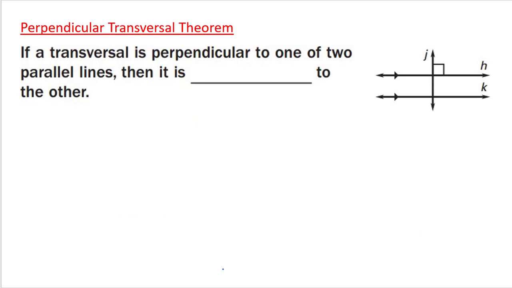And our perpendicular transversal. If a transversal is perpendicular to one of two parallel lines, then it is perpendicular to the other. So I have two parallel lines, and one line is perpendicular to H. I know it's going to be perpendicular to K, because even just looking at it, this angle here, which is corresponding with this angle, they have to be congruent. If that one's 90, that one also has to be 90.